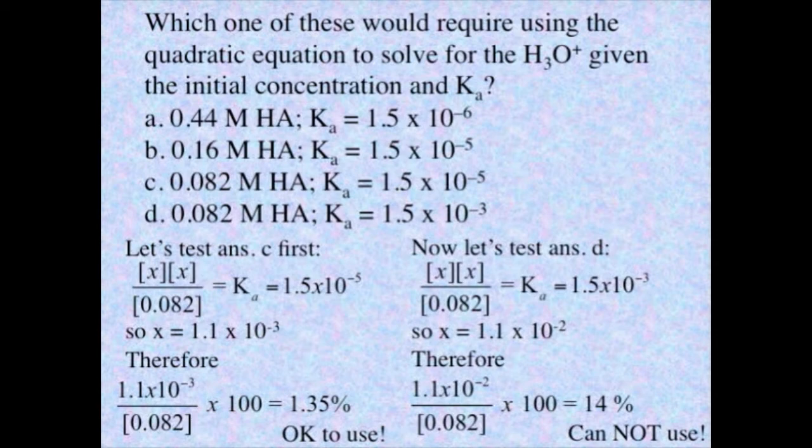Go through the same thing, plug in the values given in D. We come up with hydronium being 1.1 times 10 to the minus 2. Divide that by the initial concentration of 0.082 times 100%. And here we get 14%. So we cannot do the approximation with this problem.